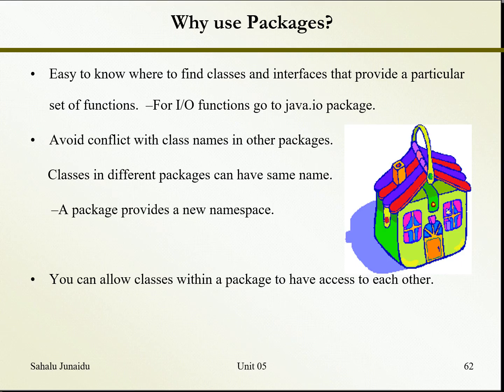Now for that one, I also mentioned the first one, where I say it is easier to locate classes and interfaces because you have organized your program. So if you know you are looking for a student, you know where to get it. You go to the BUK package or you go to the Unilag package. So it's easy to go and access it and locate it and do whatever is necessary.